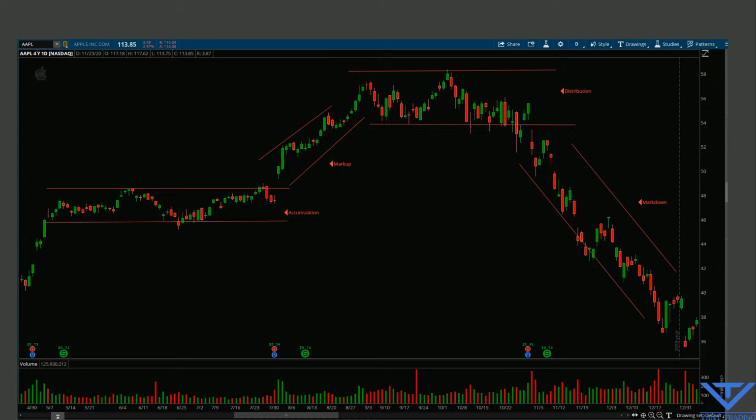Suddenly people are chasing Apple. You see the volume pop and surge a little bit. We're making higher highs and higher lows. Oh my God, we're marking up the price. It was a little short-lived in this case. It only went up for a month and a half. And then we got back into distribution.